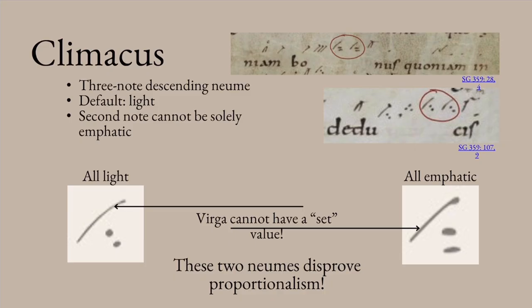But these neumes disprove an idea of proportionalism, because the virga in one case, in the light form, cannot have a value of 2, and then in an emphatic form also have a value of 2, because that would also mean that it doesn't work. The virga differs in its context, and this proves this, if that makes sense. If you have any questions, please feel free to reach out to me on that, but we're going to keep moving. We're going to look at the scandicus.